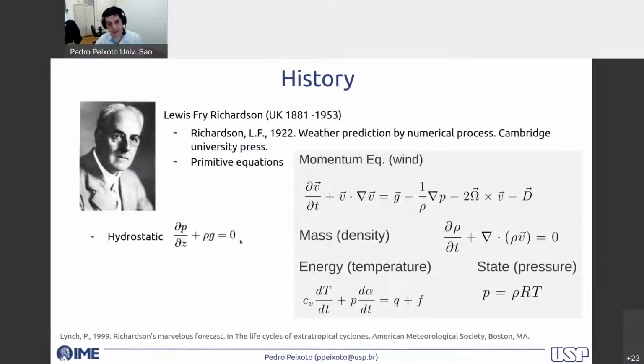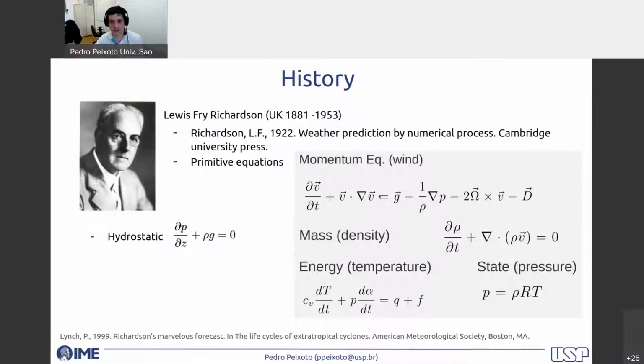And the history 100 years back starts with one of the main people who worked on this, Richardson. In 1922, he produced a really nice book, Weather Prediction by Numerical Process, where he solved the primitive equations. So it's a hydrostatic assumption, right? It has this assumption with respect to pressure and gravity.